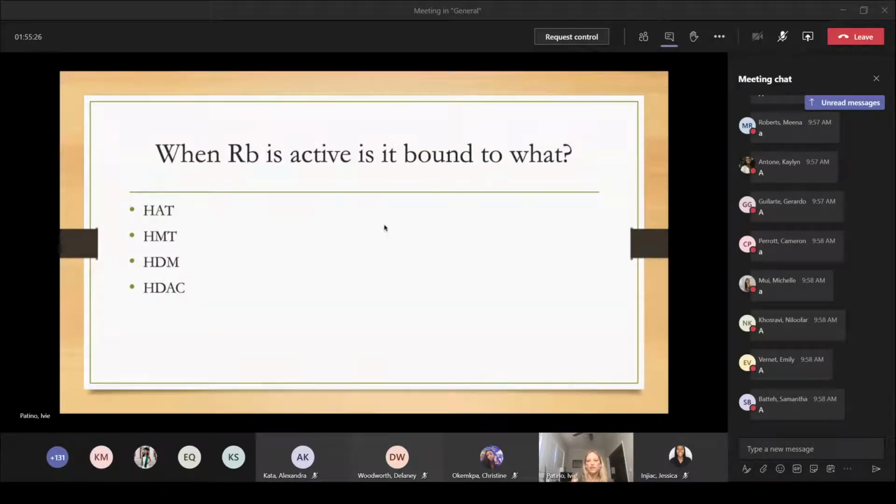When RB is active, it is bound to what? Yeah, so when RB is active, we want to inhibit that E2F. So we're going to bind an HDAC and remove all those acetyl groups from those histones to make sure that we are condensing that chromatin. We're not allowing those genes to be transcribed for S phase.